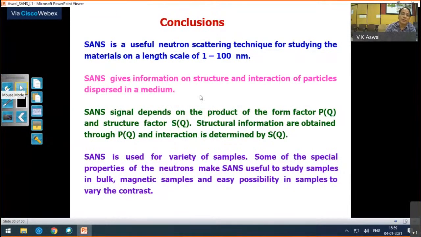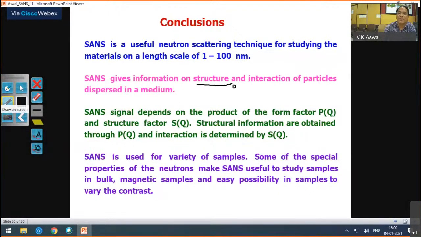To conclude this first lecture, what you should remember is that SWAXS is a useful neutron scattering technique for studying materials on a length scale of 1 to 100 nanometers. Anytime you think you have a length scale of interest in this range, you can think of this technique. The information you get is the structure and interaction of particle dispersions in a medium. Structures come from the form factor, and interactions come from the structure factor.